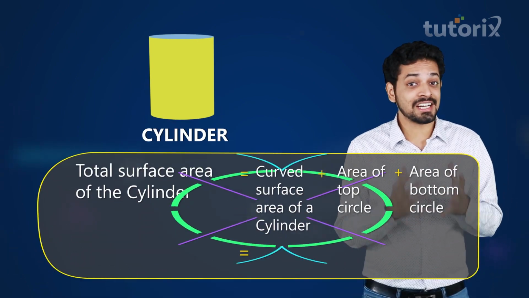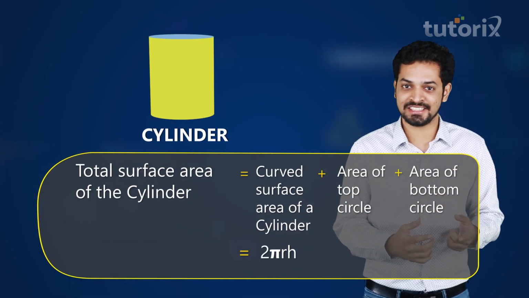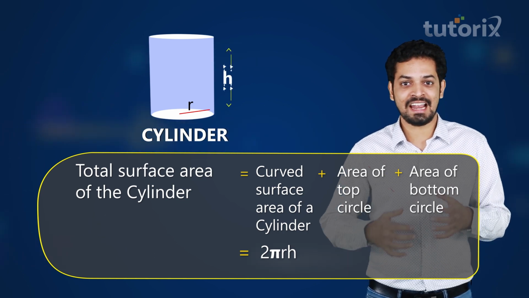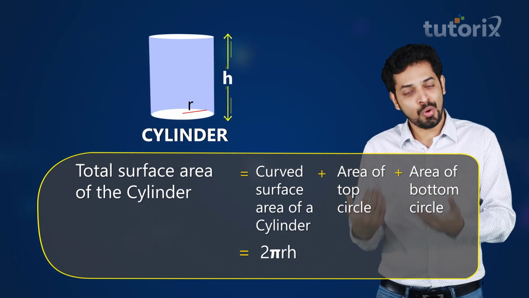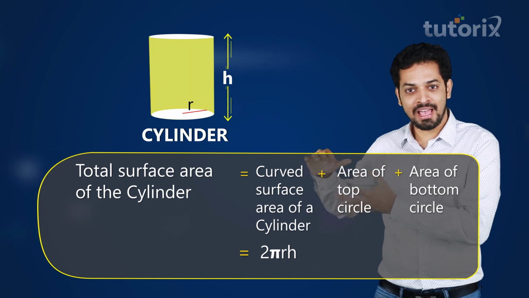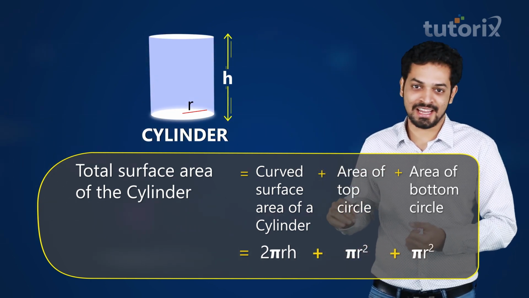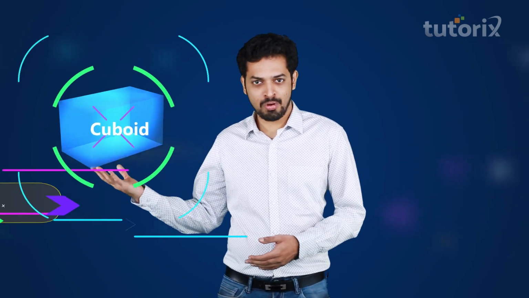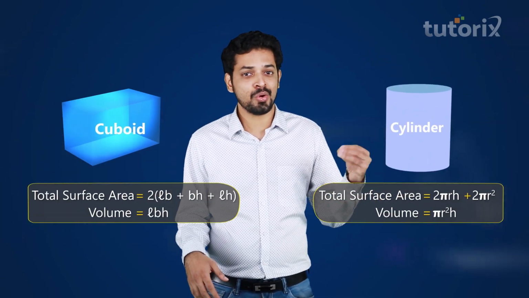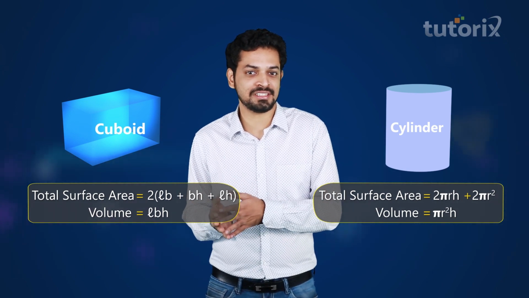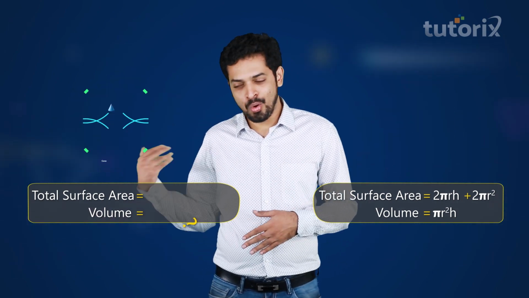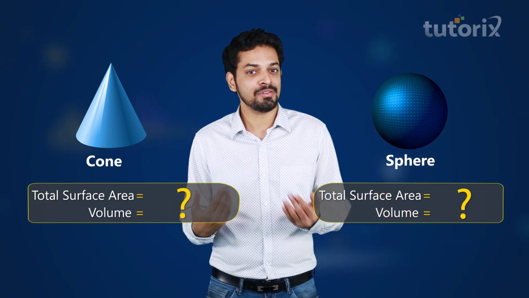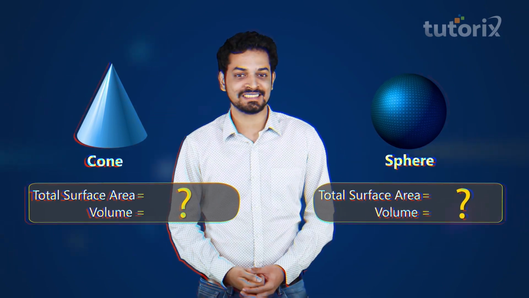So therefore, the curved surface of a cylinder is 2 pi r h, where r is the radius of the base and h is the height. And the total surface of the cylinder is 2 pi r h plus pi r square plus pi r square, that is 2 pi r h plus 2 pi r square. So friends, we have revised the formulae for surface area and volume of a cuboid and a cylinder. So in our next session, we will revise the formulae for surface area and volume of a cone and a sphere. But before that, let us quickly summarize our learnings.